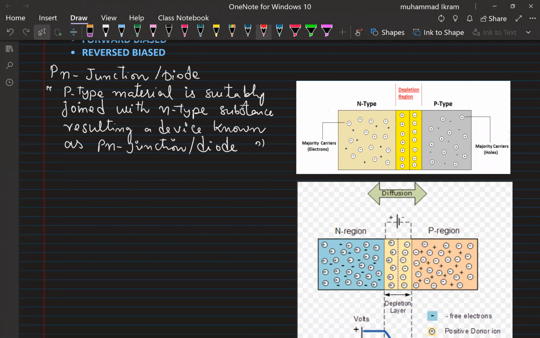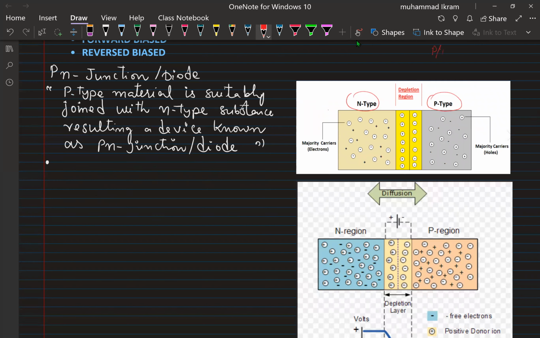Now look at this diagram. Here you have the n-type substances and here you have the p-type substances. So when a single silicon crystal is doped with n-type material impurity at one side and p-type material impurity at the other side, this will result in a PN junction, known as the PN junction diode.